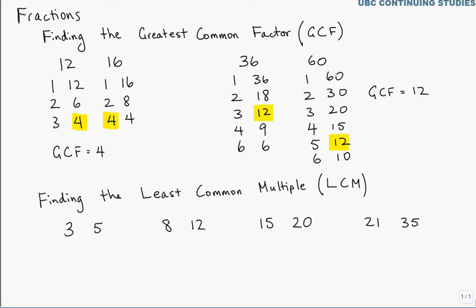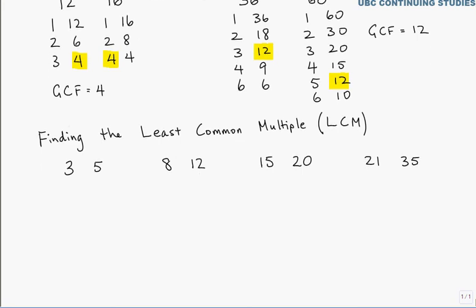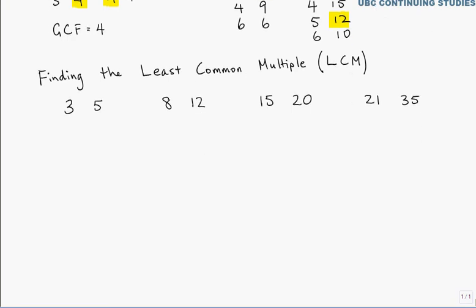Finding the least common multiple. There's actually a relationship between finding the greatest common factor and finding the least common multiple, which we will see quite quickly. How do we find the least common multiple of two numbers? Let's say 3 and 5. Well, one way, probably the way that you first learned when you learned this in elementary school, was simply to list all the multiples and then look for the lowest common multiple or least common multiple.